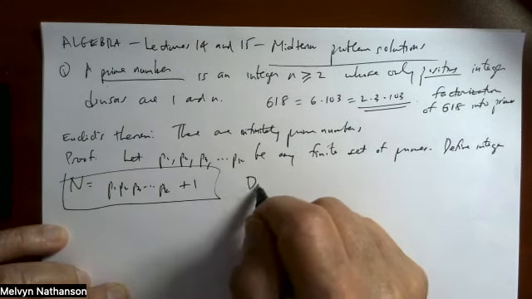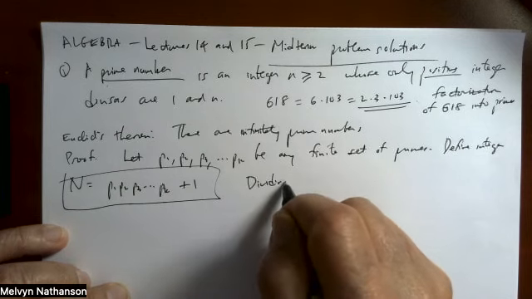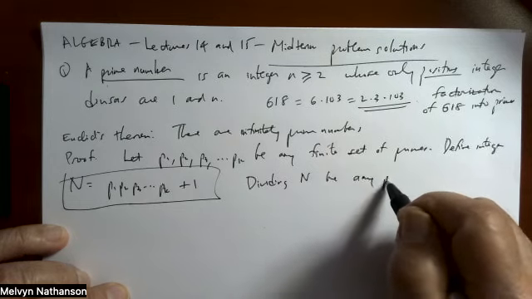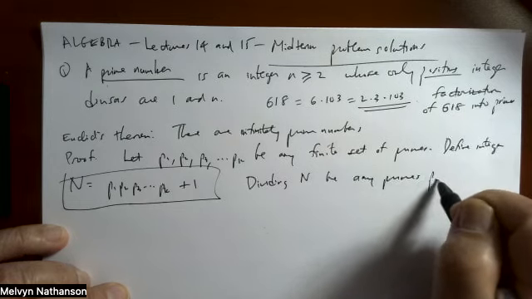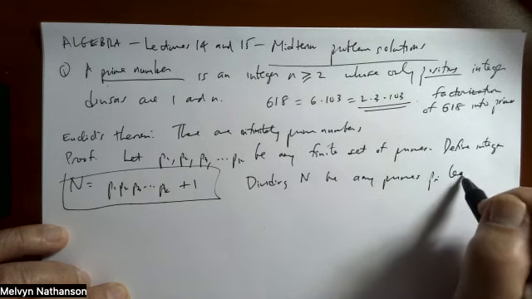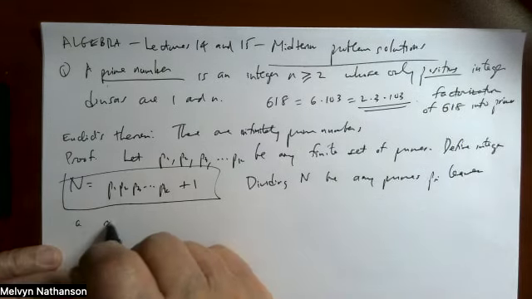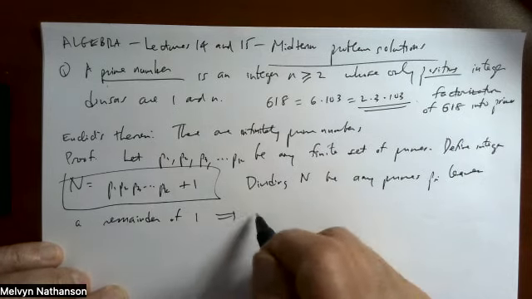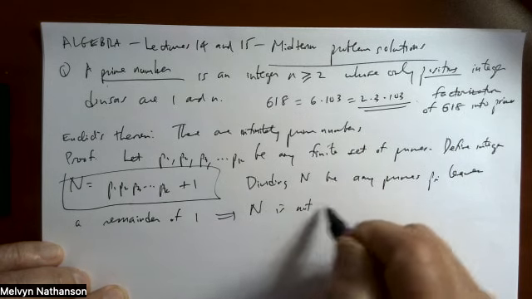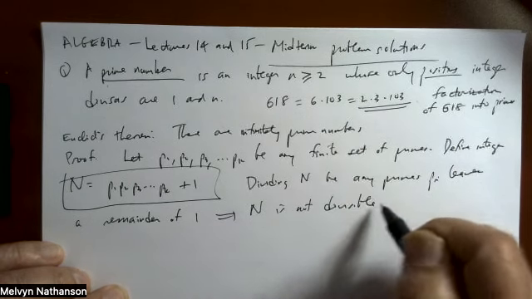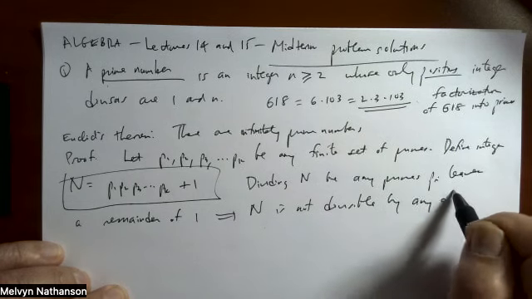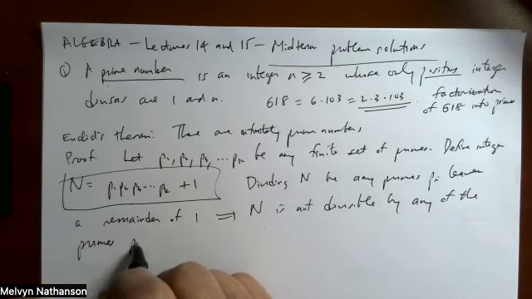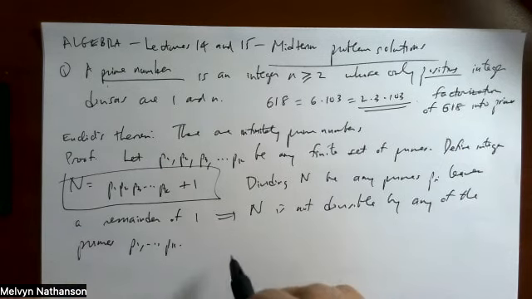So dividing N by any of the primes P sub i, P1 up to Pk, leaves a remainder of 1. So N is not divisible by any of the primes P1 up to P sub k.